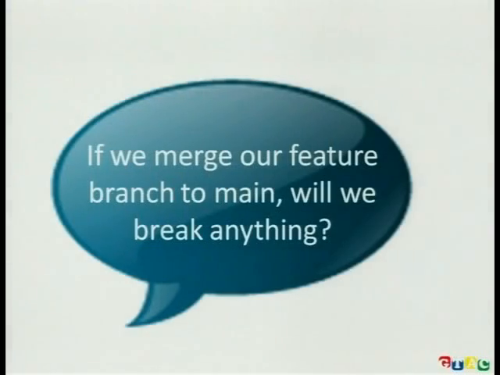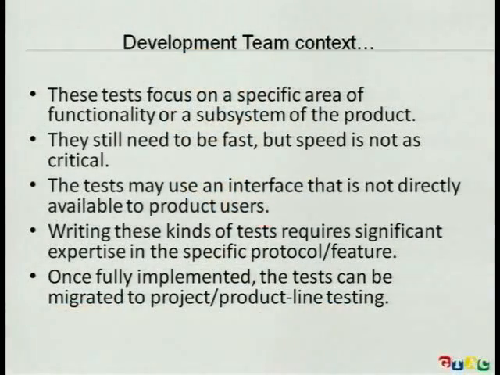So another question you might be trying to answer, if we merge our feature branch to main, are we going to break anything? And this is the development team context. These tests, usually you're focused on a particular subsystem, particular kind of functionality in the system. They still need to be fast, but they don't need to run in seconds. It's nice if you can, but they don't have to. You won't fail to meet your goals that way. These tests may go through the user interface that's accessible to your customers, or they may use an interface that's not directly available to the product users.